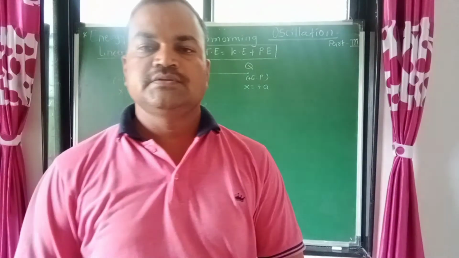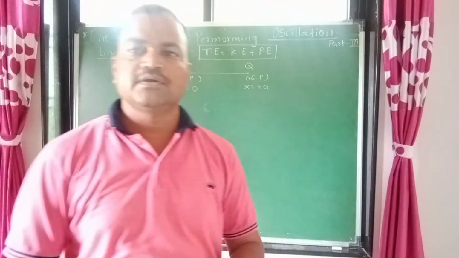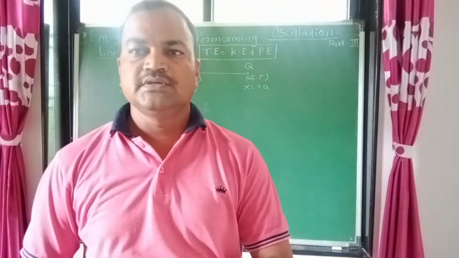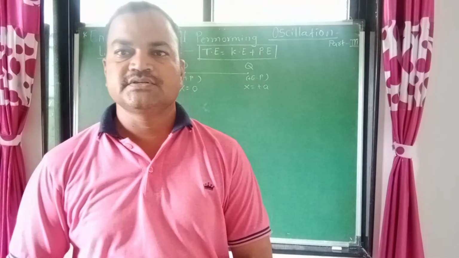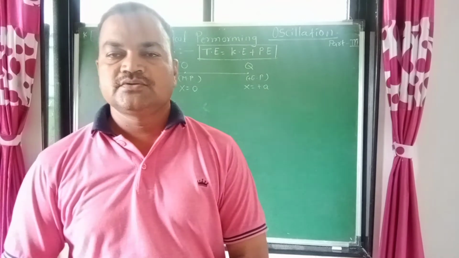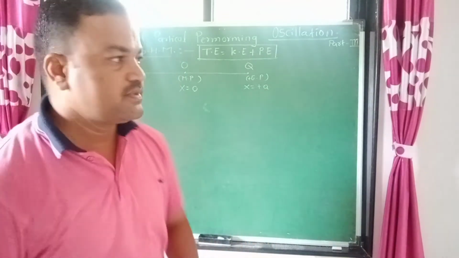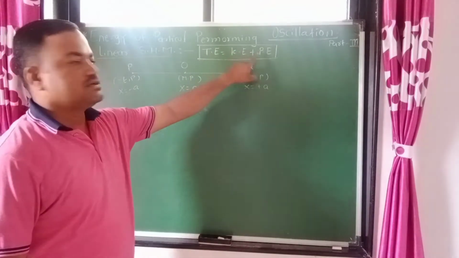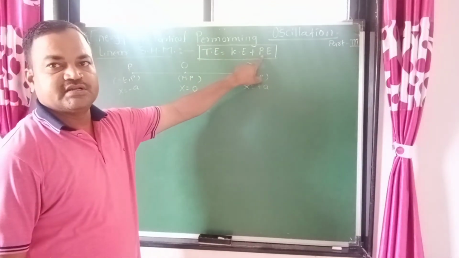Hi friends, this video contains the third part of the oscillation. In this video, we see the next article of the oscillation, which is total energy of a particle performing linear SHM. Total energy means sum of the kinetic energy and potential energy.